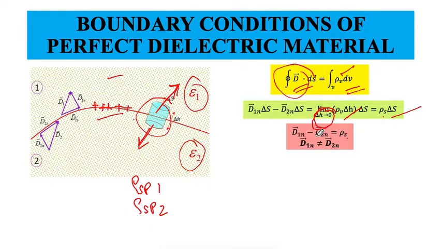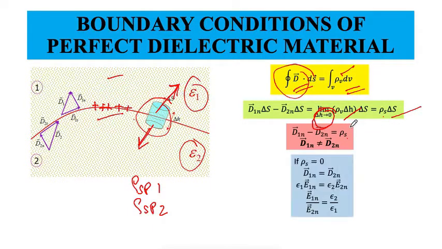So in case rho S is equal to 0, which would happen if you are not placing any charge deliberately and these are perfect dielectrics, then the normal component of the D field will also be equal. Please note, it is very important: D tan 1 is not equal to D tan 2.